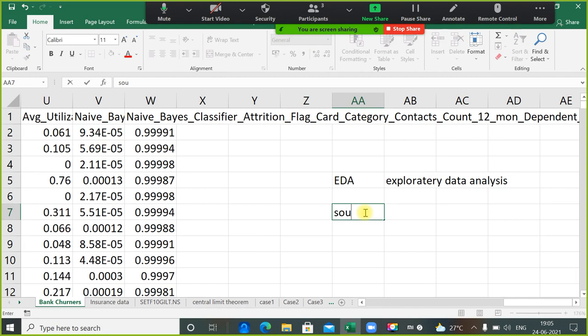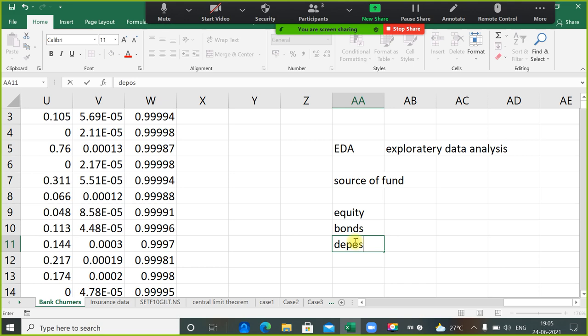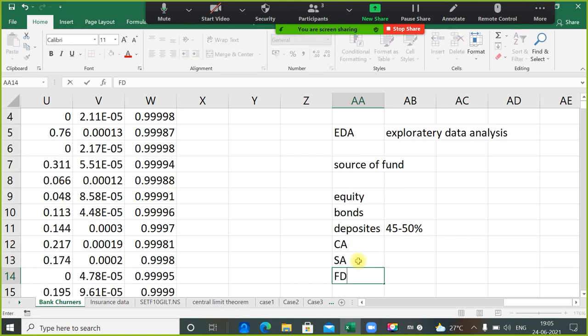We know the source of funds, right? The major sources of funds for a bank will be equity, bonds, and deposits. For major banks like HDFC, 45 to 50% of their funds will be sourced from deposits only. It may be current accounts, savings accounts, or fixed deposits.